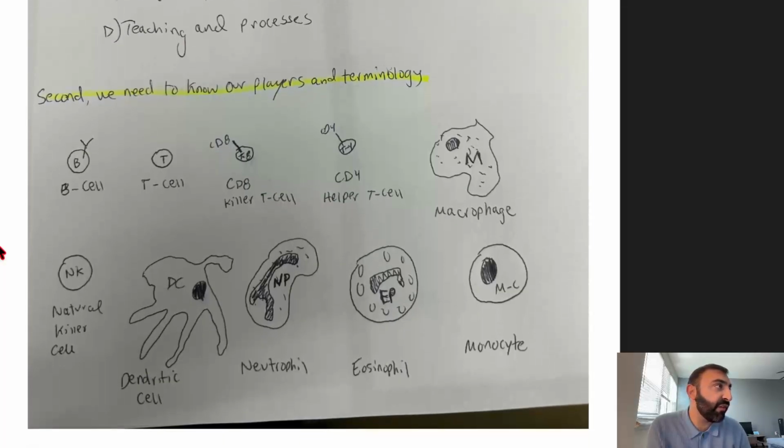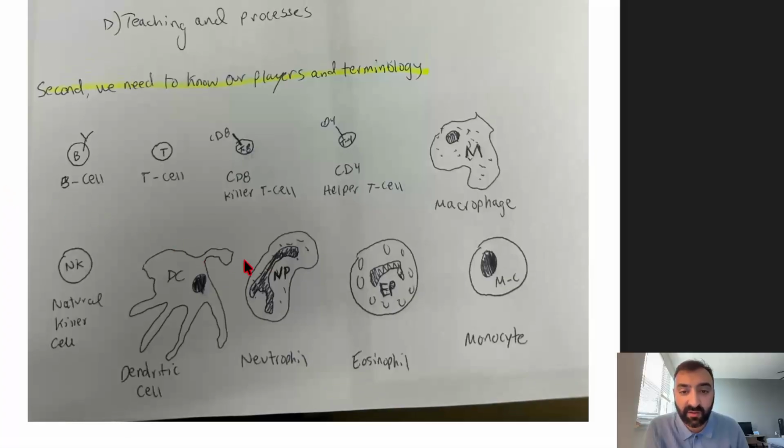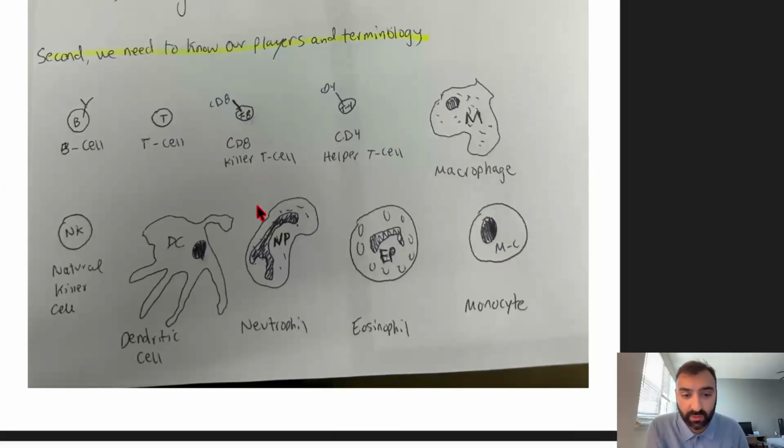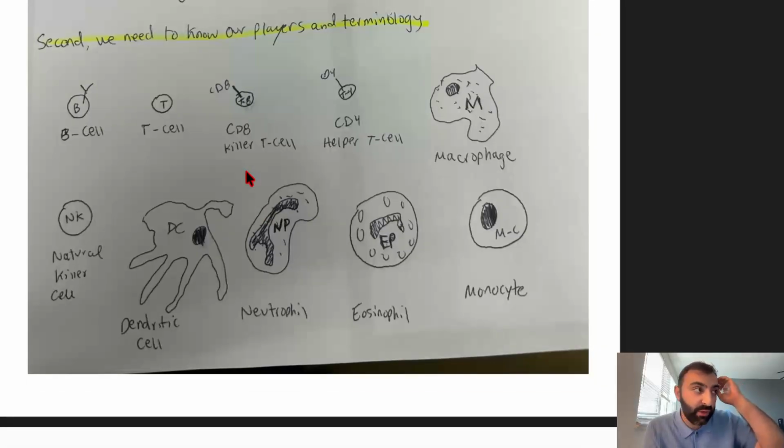So starting off, these are the players we're going to most likely talk about throughout the lecture series, not all today, but in general. B cells, T cells, different types of T cells, macrophages, natural killer cells, dendritic cells, neutrophils, eosinophils, and monocytes. So these are how most of them are going to be depicted throughout the pictures. And if you find it useful, feel free to pause so that you can draw things and think through it on your own as well. This can be used both for listening to me, but also just reading through my lecture.